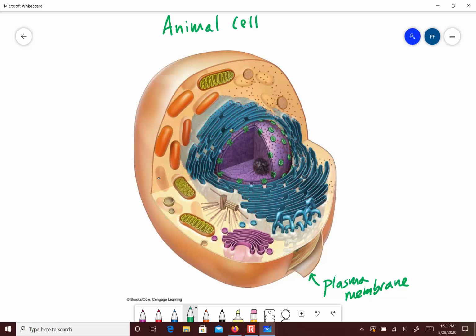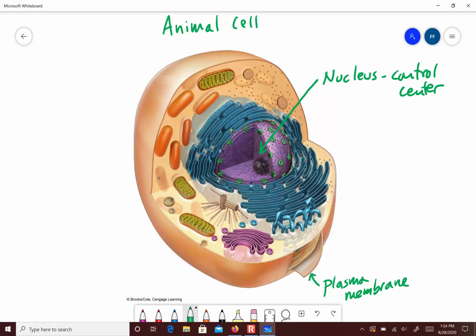Right, and then inside the cell, the largest structure we see is this big purple round structure. That's called the nucleus. This is where we have DNA. So the nucleus is the control center. On the bacteria cell, we saw something called a nucleoid. It's a different structure. It's got some similarities. They both contain DNA. They both function as a control center, but this nucleus is kind of the core control center DNA location for our eukaryotic cell.